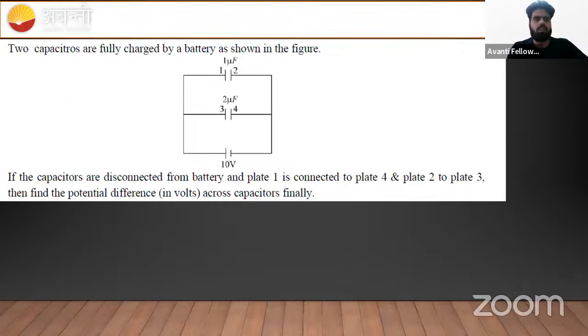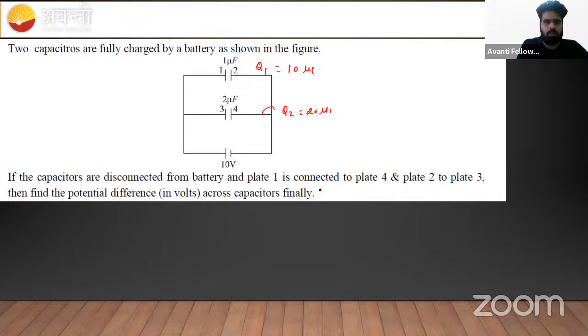In this question, it is given that the two capacitors are fully charged. What is given? The two capacitors are fully charged. It means both the capacitors attain their steady state. So what is the charge in this case? If we find the charge, C into V, that is 10 microcoulomb. In this case, the charge will be equal to 20 microcoulomb.